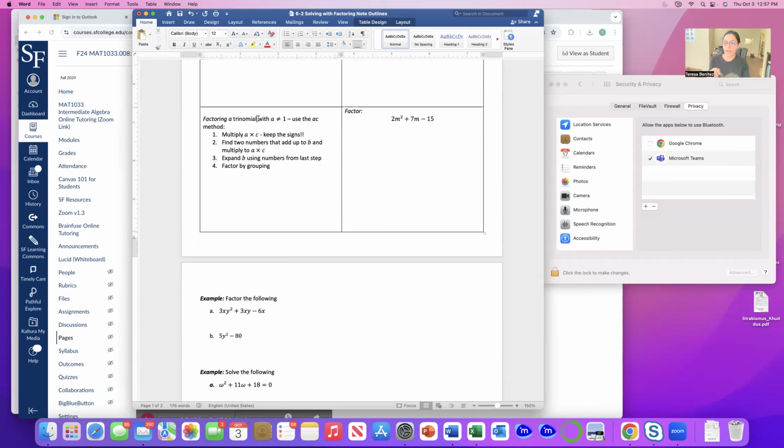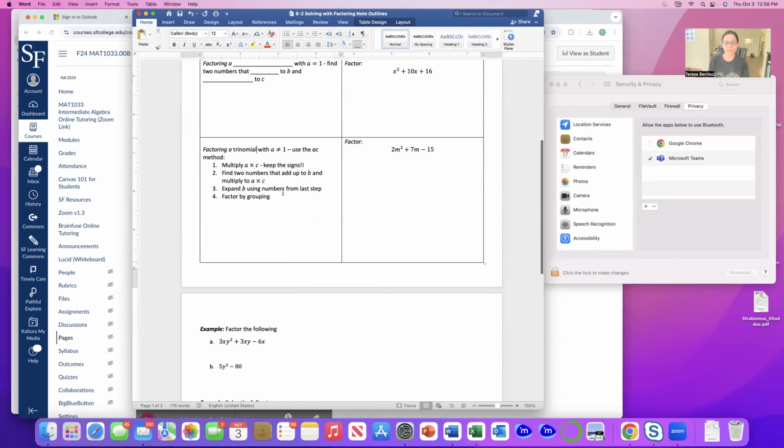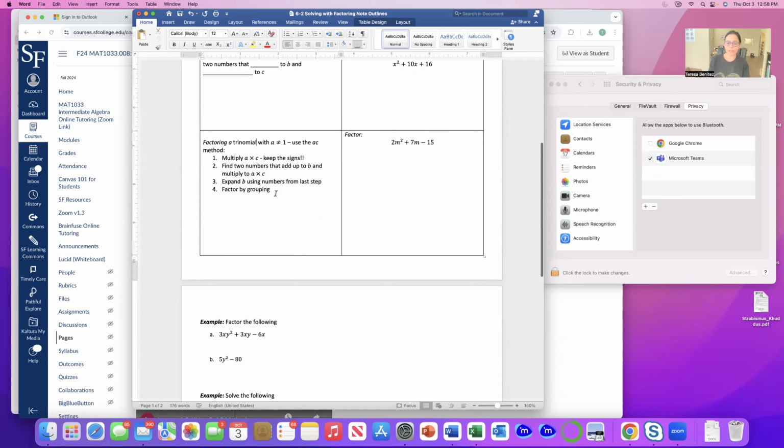I may have written ax squared plus bx plus c, when a is not equal to 1. And we will use the AC method. Hopefully you have this, or you can pause and write this down if you don't have it. We will multiply a times c, and we will be careful with the signs. We will find 2 numbers that add up to b and multiply to a times c, similar to what we did for a trinomial with a equal to 1, but now multiply to a times c. We expand b using the numbers that we get from step 2, and hopefully this makes more sense once we see the example. And then we factor by grouping.